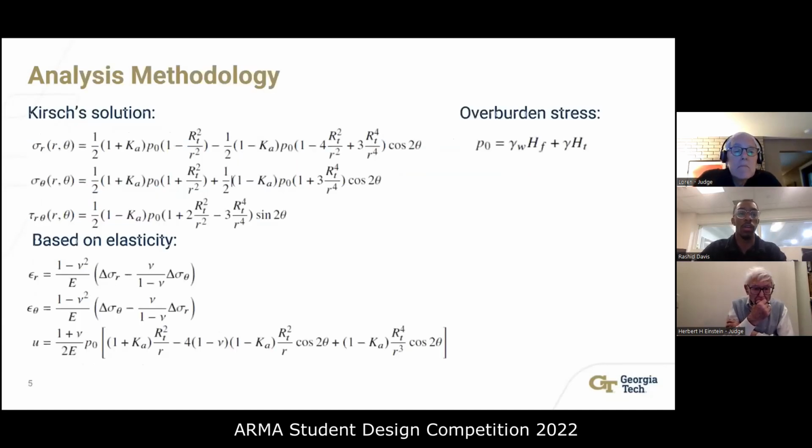For our analysis methodology, here are some of the details of how we did our theoretical analysis. With the overburden stress, we found the stress around the tunnel and the fault based on the Kirsch solution, and the strain based on elasticity.